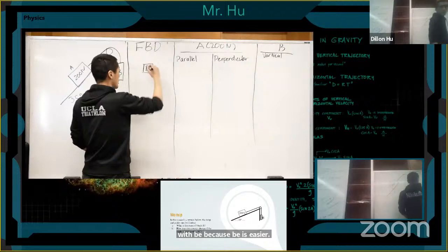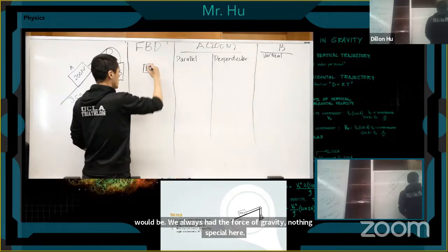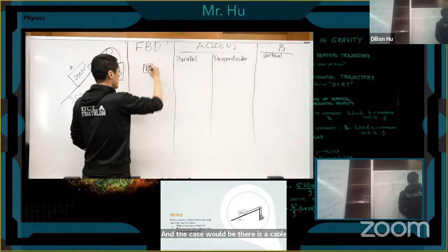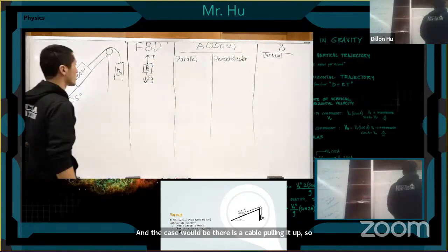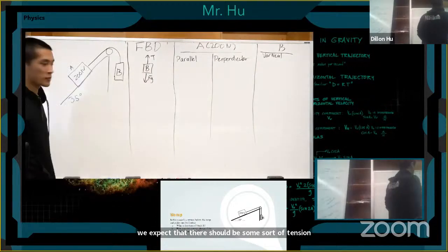With B, we always have the force of gravity, nothing special here. And in the case of B, there is a cable pulling it up, so we expect that there should be some sort of tension. And that's it for B. B has no other forces acting on it.